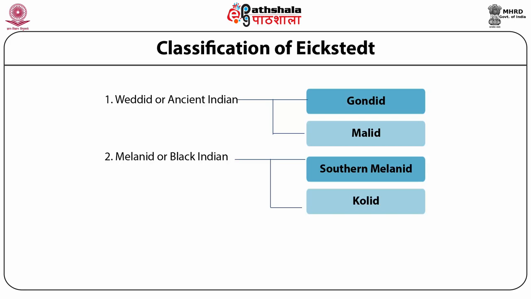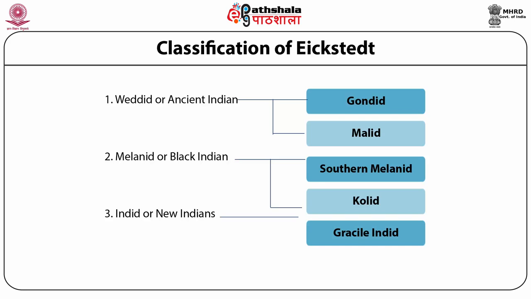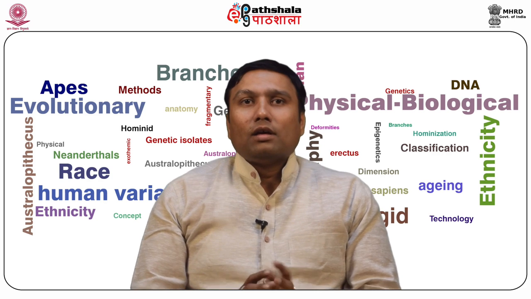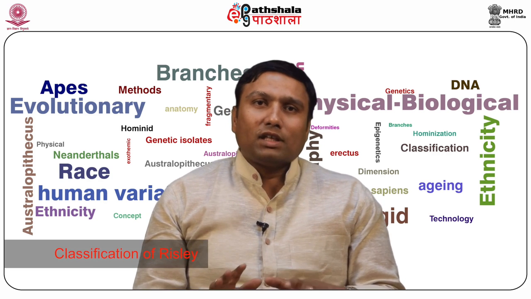The next group is Indid, or New Indians. They are culturally advanced people having finer physical characteristics. Their divisions are Gracile Indid, or North Indid. Gracile Indid: the skin color is brown. They have a gracile appearance. They are patriarchal people. Example: Bengalis. North Indid: skin color is light brown. Patriarchal people. Examples: Rajput, Todas. The last one is Paleo-Mongoloid. Example: Paniyan from Wayanad.